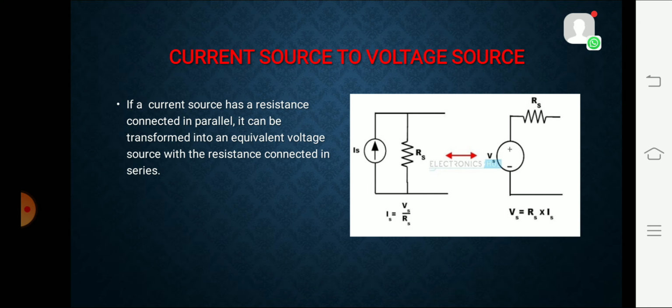Next one, current source to voltage source. To convert the current source into a voltage source, first we calculate the voltage value by using Ohm's law. V is equal to IR. We already know the value of current and resistance. Substitute the values, and we get the voltage. If a current source has a resistance connected in parallel, it can be transformed into an equivalent voltage source with the resistance connected in series.